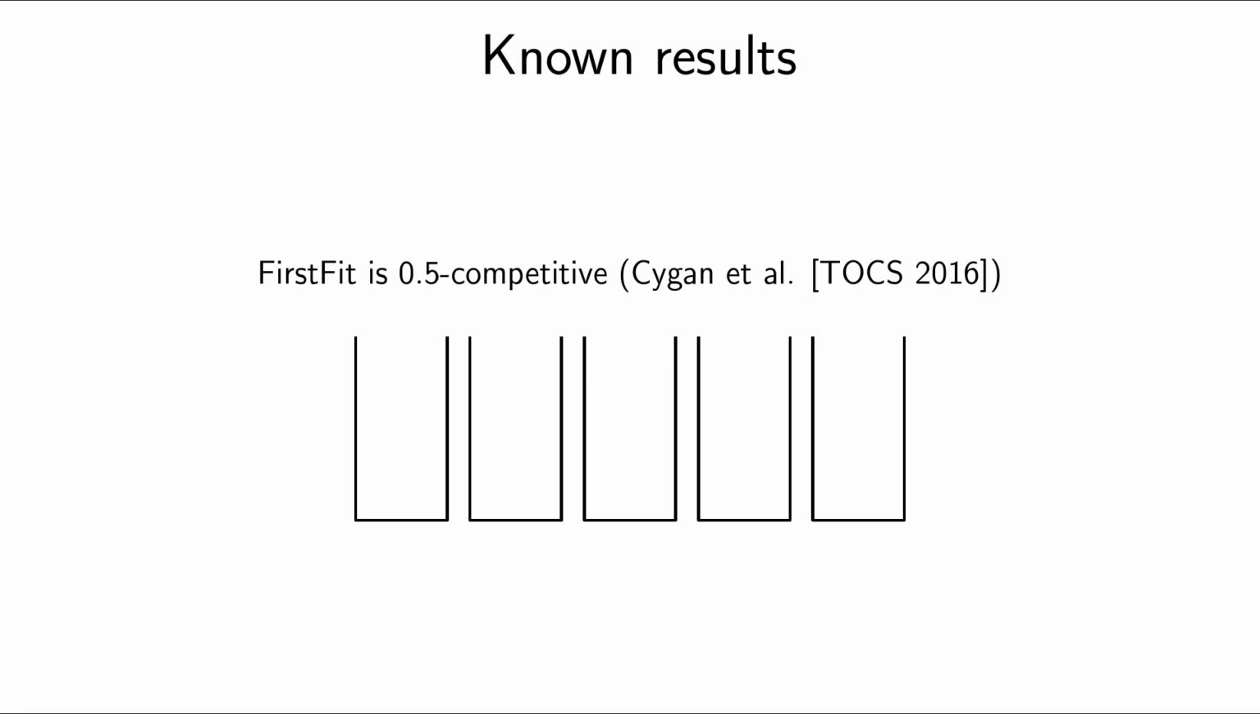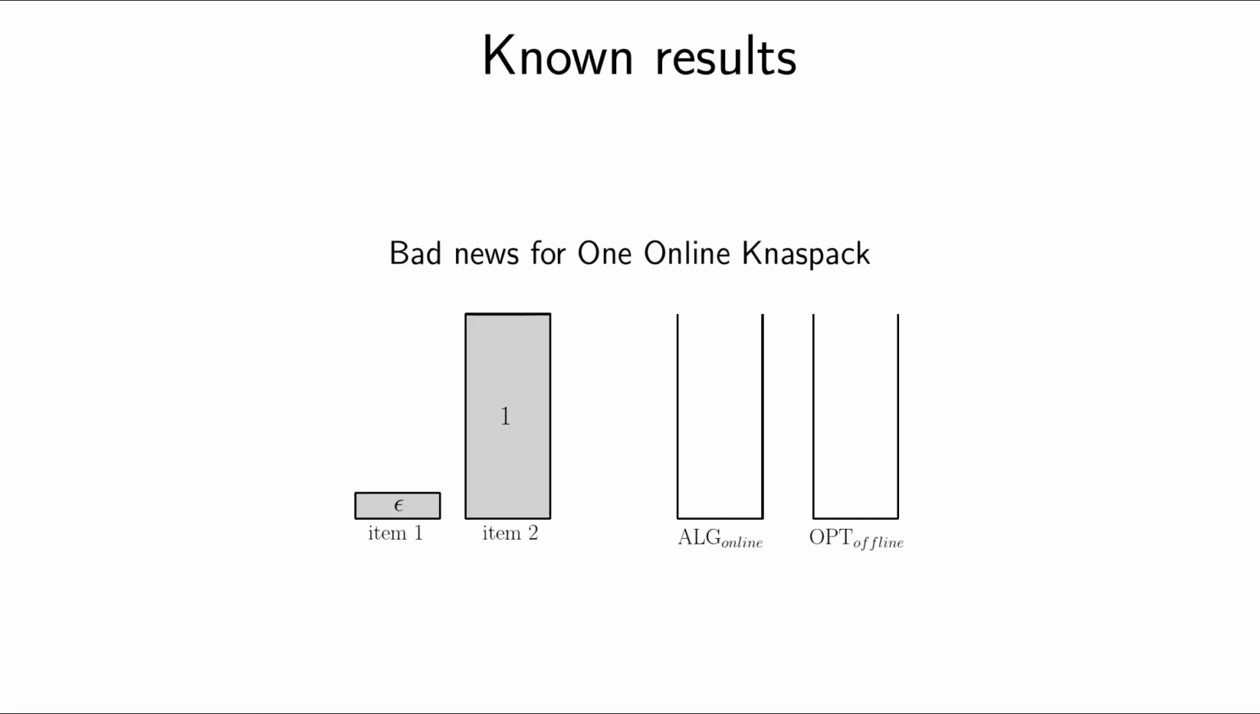Prior to this work, the best known algorithm was half-competitive first-fit algorithm. The half-competitiveness means that the algorithm accepts at least half as much as the optimal offline algorithm. The analysis of first-fit holds as long as there are at least 2 knapsacks. The other known result concerns the case of one knapsack. In such scenario, no algorithm is competitive.